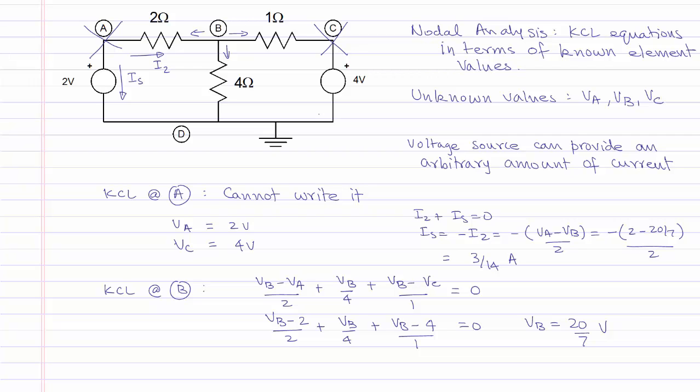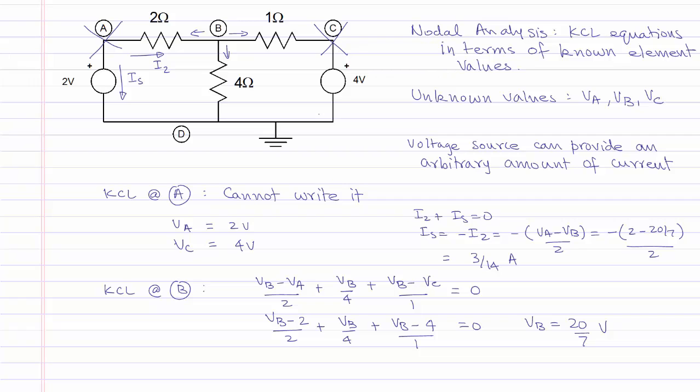Therefore, it was only at the initial steps that we could not write a KCL at node A because the current through the voltage source was arbitrary. However, once we know all the nodal voltages, we can calculate the current through the voltage source by keeping the source current as unknown and using the nodal voltages and other element values to write a KCL at node A.